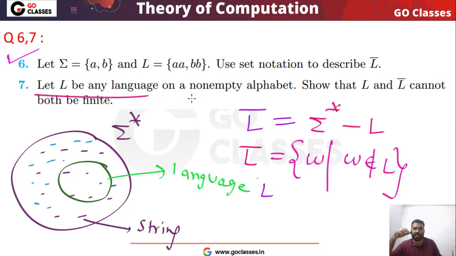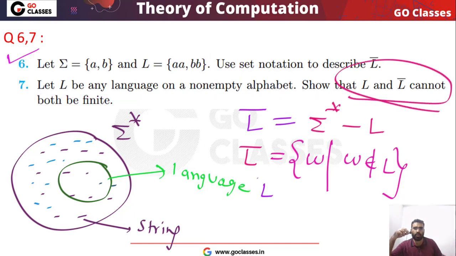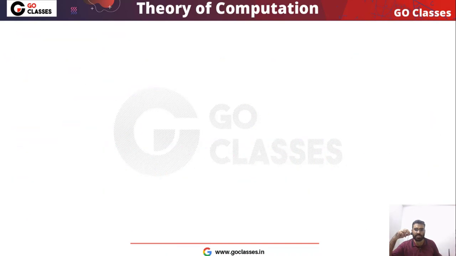Okay, so L is a language on a non-empty alphabet. Show that L, L complement cannot both be finite. This means they both cannot be finite; at least one of them must be infinite. This is what the statement is saying.